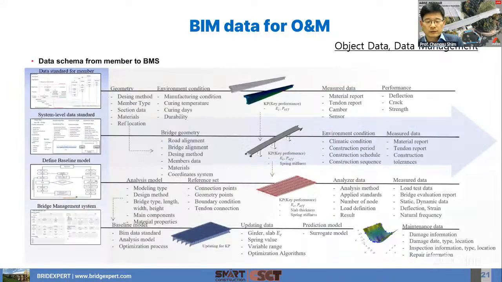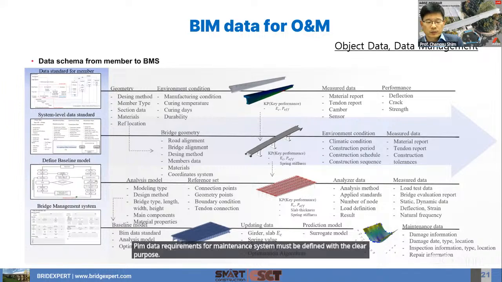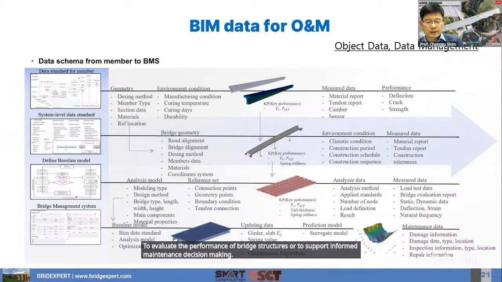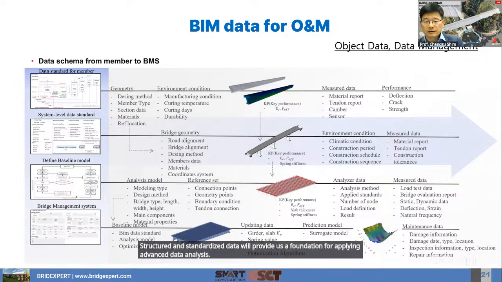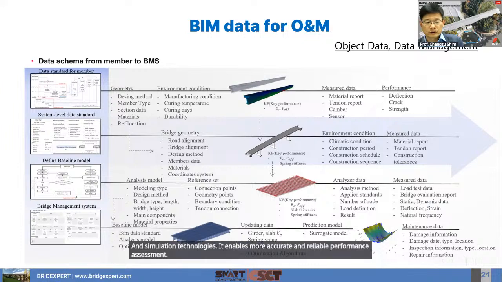BIM data requirements for a maintenance system must be defined with a clear purpose: to evaluate the performance of bridge structures or to support informed maintenance decision-making. Structured and standardized data will provide us a foundation for applying advanced data analysis and simulation technologies. It enables more accurate and reliable performance assessment of the bridge structures.